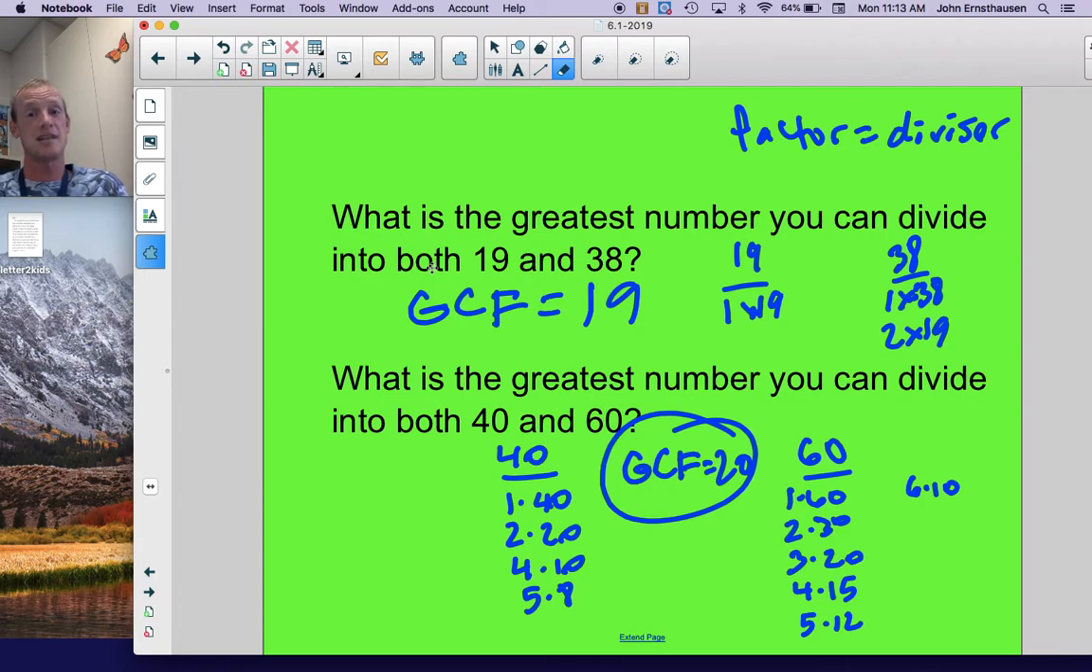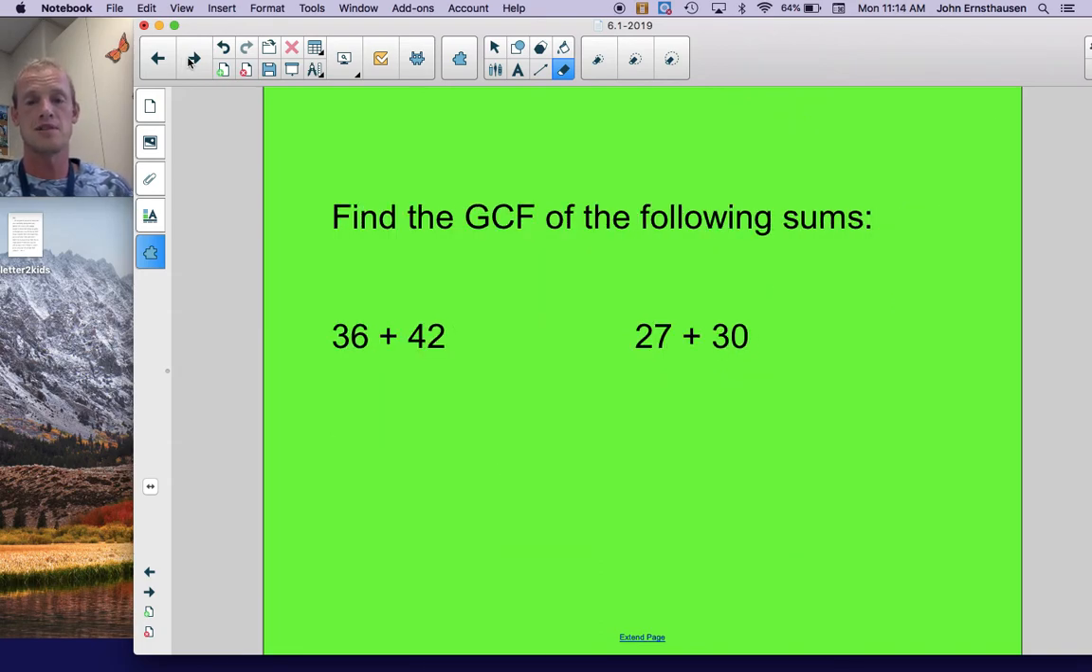As you take a quick check today digitally, yes, you do need to be showing your work just to make sure you're getting them correct. Okay, let's review something from yesterday, and we're going to keep reviewing this all year. The distributive property is something we're going to definitely spend a lot of time with. Find the GCF of the following sums.